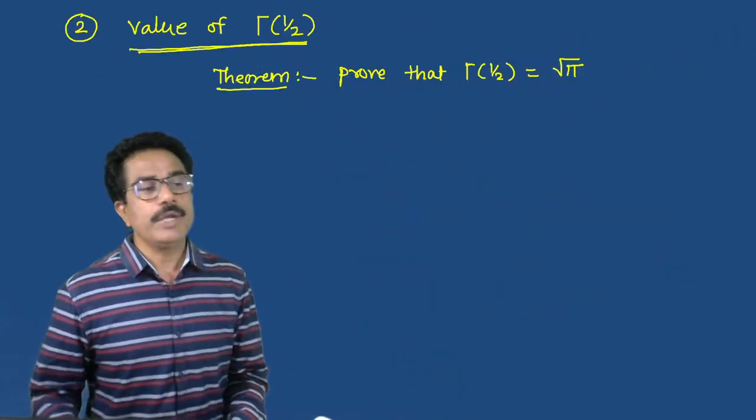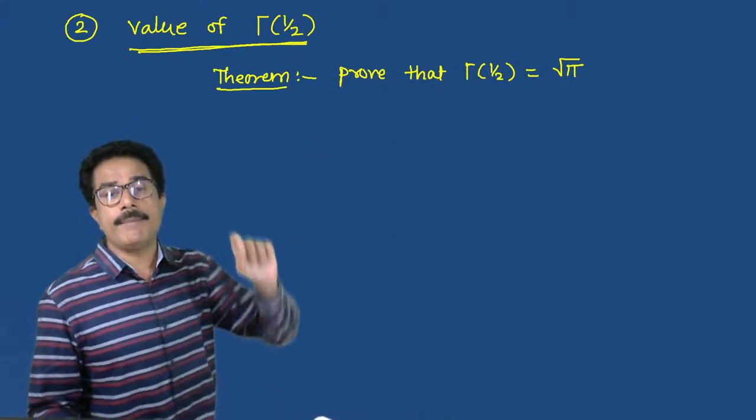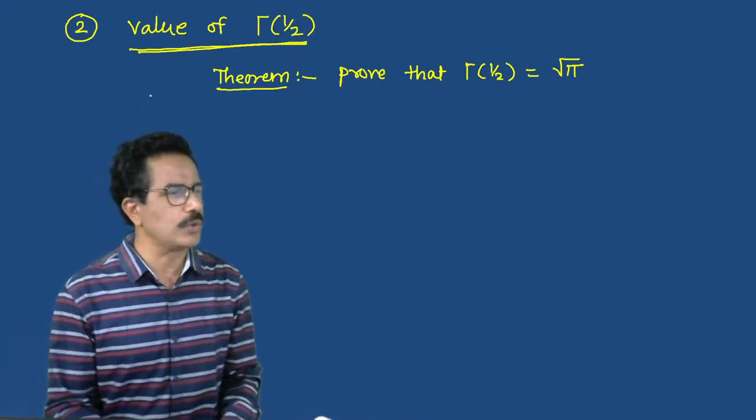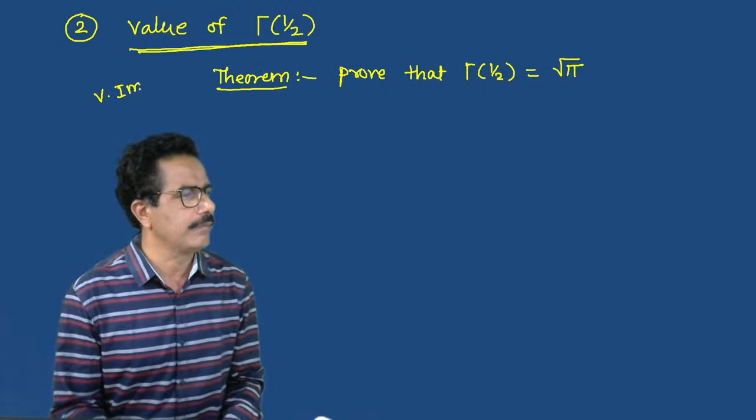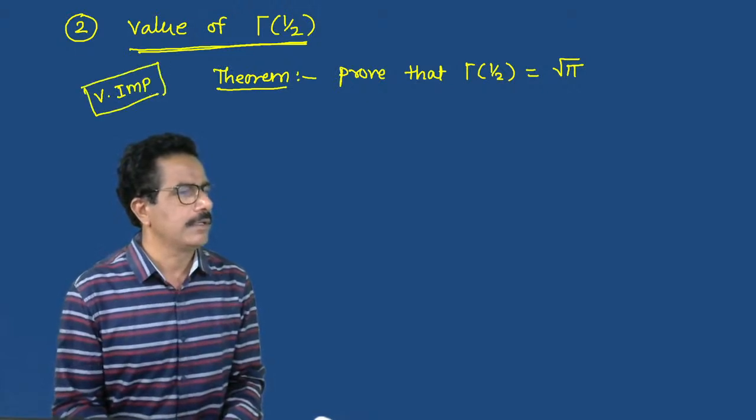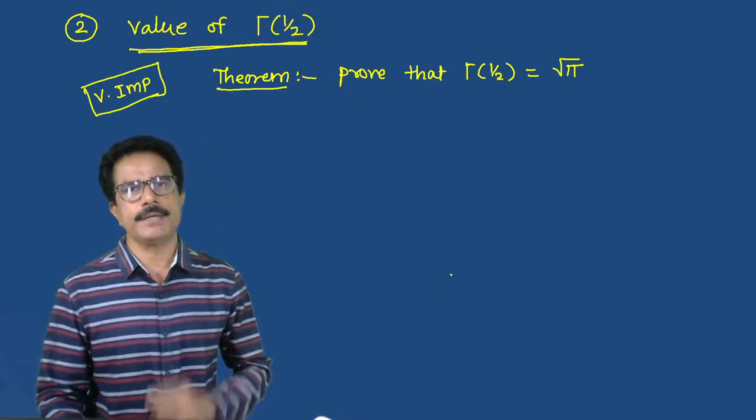So we have to prove, what we have to prove? Gamma of 1 by 2 is equal to root pi. This is a very important theorem.